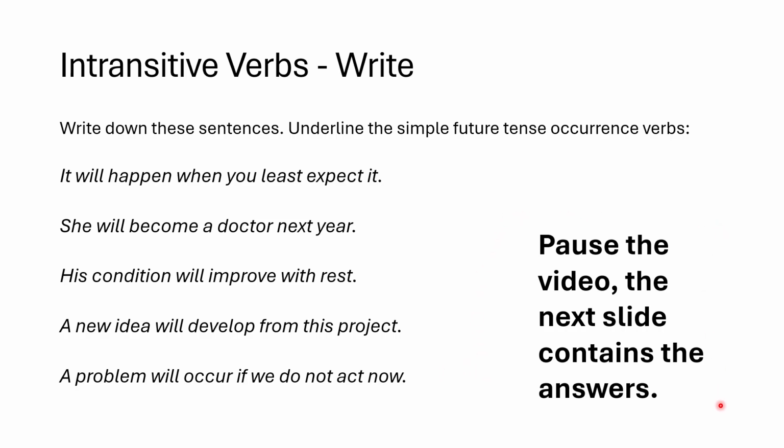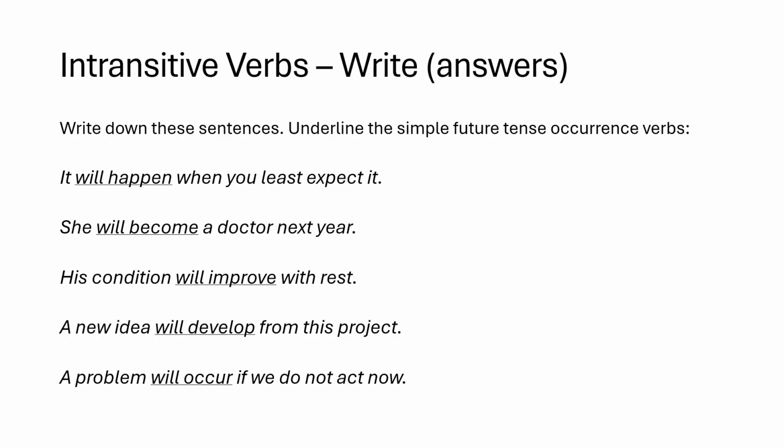Pause the video. The next slide contains the answers. These are the simple future tense occurrence verbs you should have underlined. Will happen. Will become. Will improve. Will develop. Will occur.